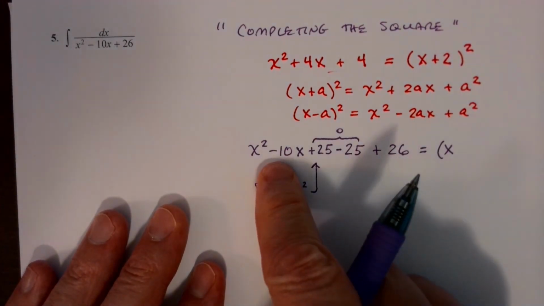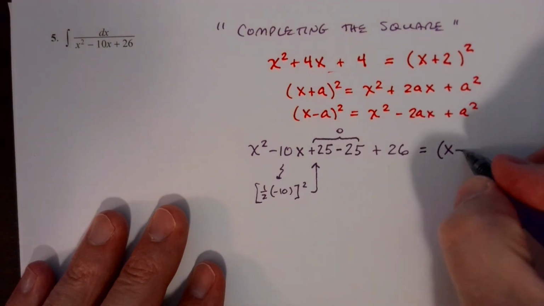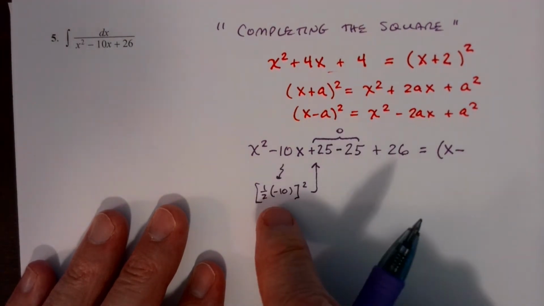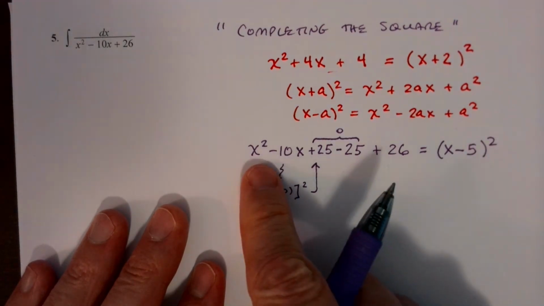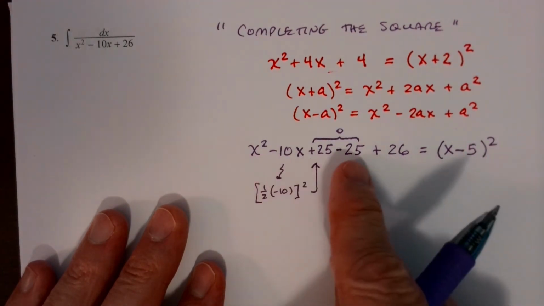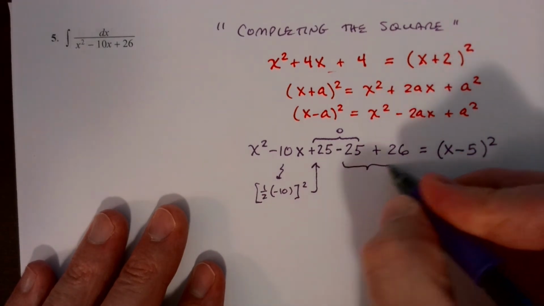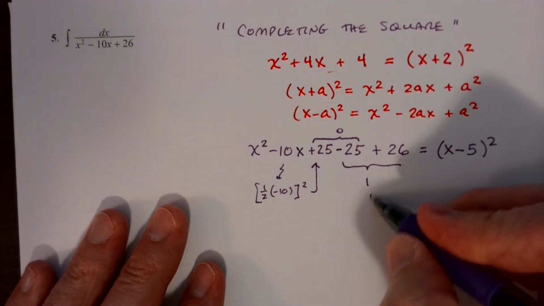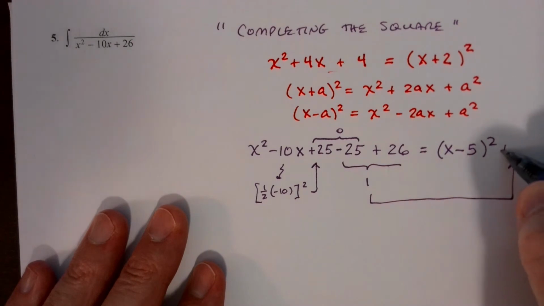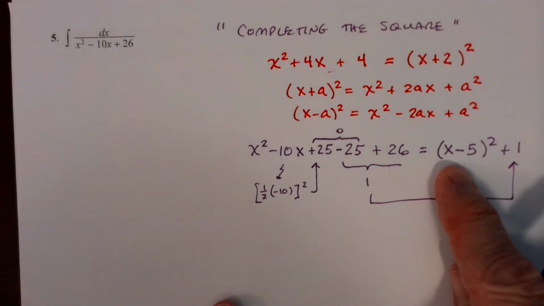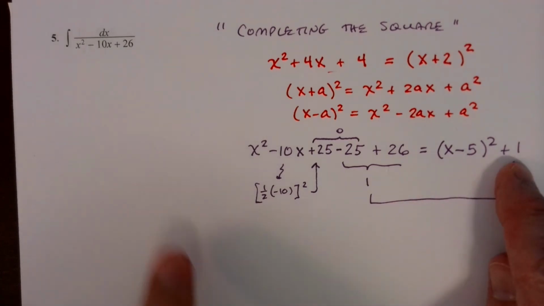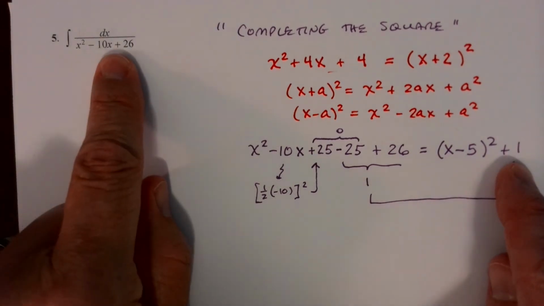All right, so this becomes x what? Since I have minus 10x, it's going to be x minus, and what was a? That was half of 10, which is 5. Quantity squared. That's going to give me the x squared minus 10x plus 25, and then the -25 plus 26 is 1, and that's going to go outside here, +1. So go ahead and FOIL x minus 5 and add 1. What do you get? X squared minus 10x plus 26.